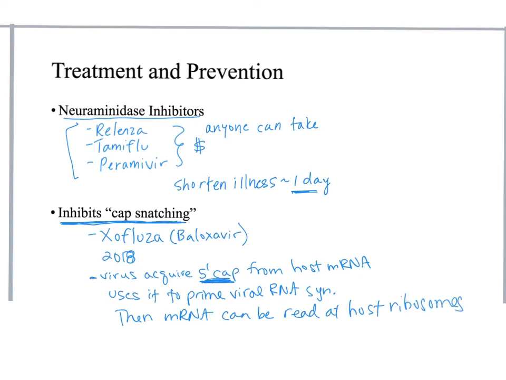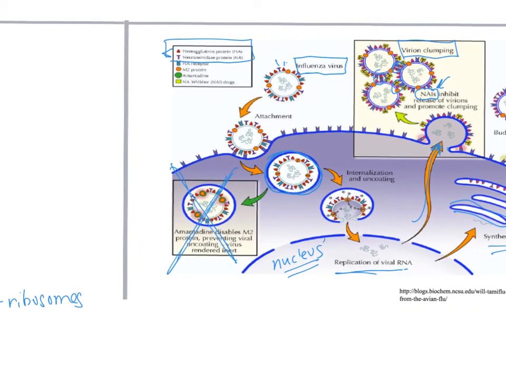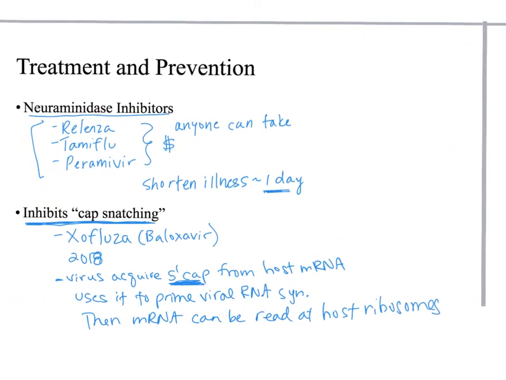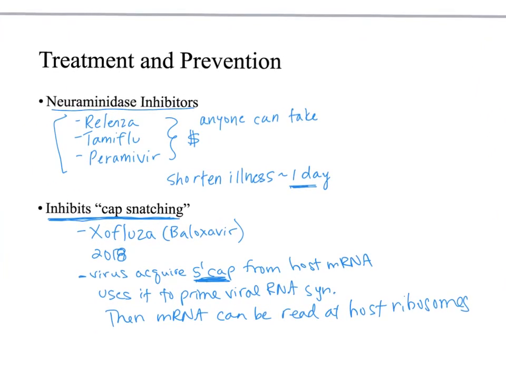Okay, so that's why the orthomyxovirus has to come down here into the nucleus in order to grab that 5' cap from the host messenger RNA. So this new drug, Xofluza, somehow inhibits that from happening. That basically really slows down the replication of the genome of the virus. And this is just one dose. It can be taken orally, but it's only approved for people 12 years and older.